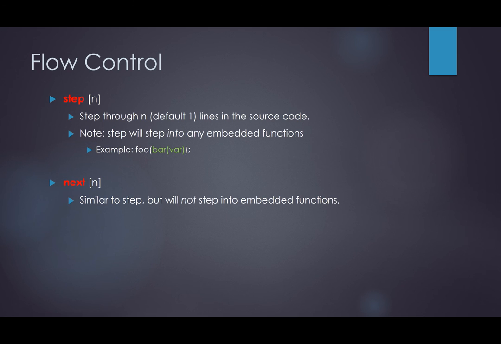So if you're calling foo, but foo takes as a parameter the return value from bar, and you try stepping over that line, it'll step into bar first. I know it's a little confusing. You don't have to worry too much about it. Next is similar to step, but it won't actually step into those embedded functions.